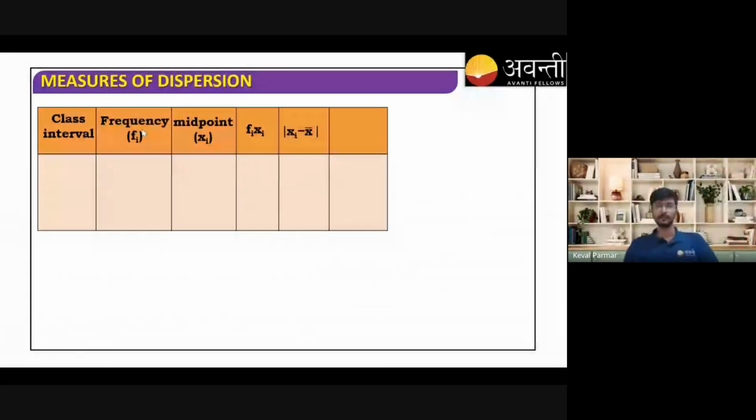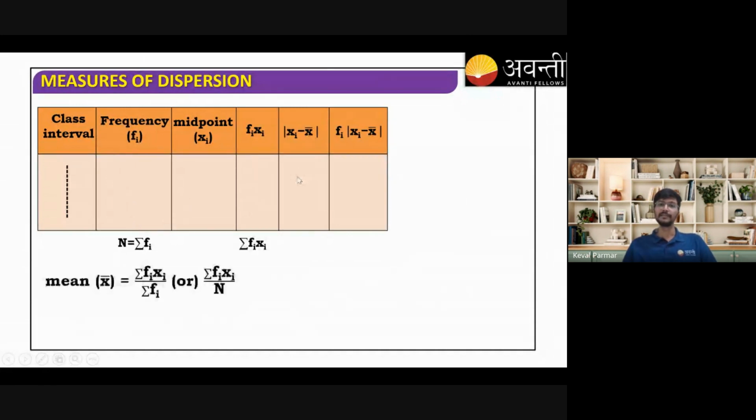Next, deviation. Deviation means we have to subtract the mean from all the values of xi. And lastly, we have to multiply them with fi. Here we'll get the frequency, that is, summation of all fi. When we add all the data here, we get summation fi. Here we have summation fi xi. If we divide this by this, we get the mean. So we must know how to make a table. That's it, very simple.